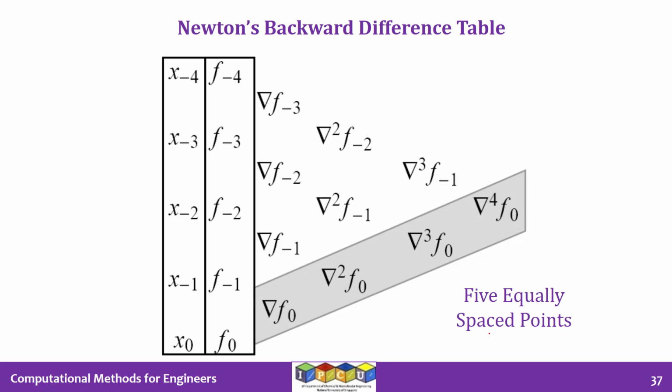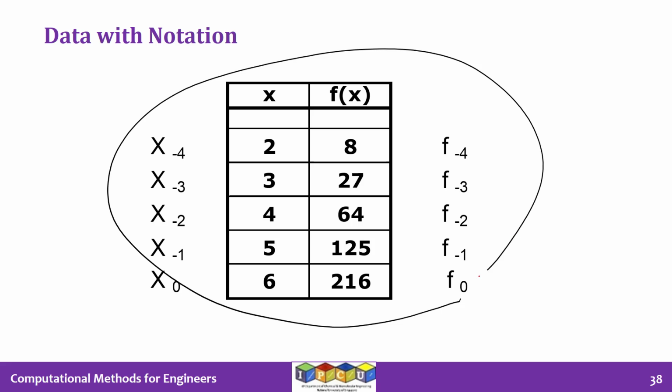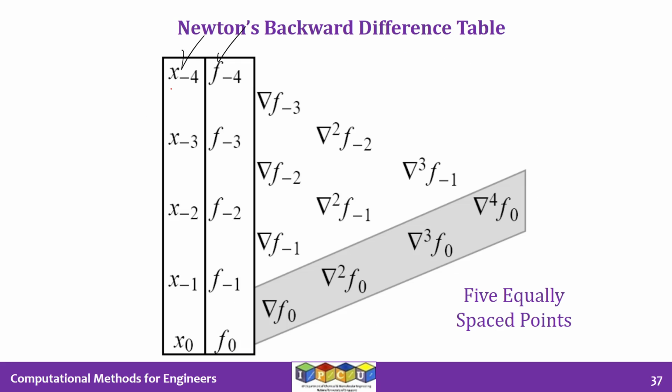Now, coming back to the Newton's backward difference table, the first two columns are given to us in the form of data. That's what you see here, right? So this is again the data with notation. So you can readily see that the first two columns shown here are going to come from the data table. Then what you do is you start filling out this table. So the backward difference operator applied to f naught will be f naught minus f minus 1. Therefore, from this, I remove this. This difference, f naught minus f minus 1, is going to be this number.